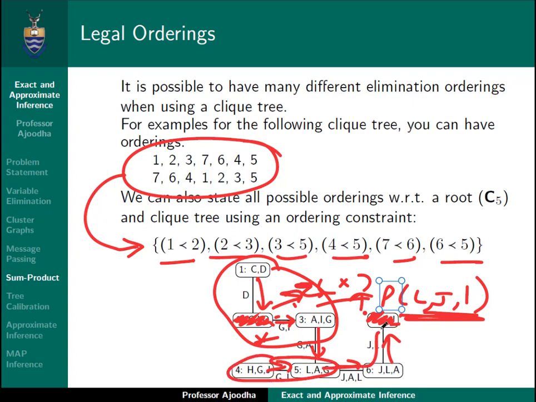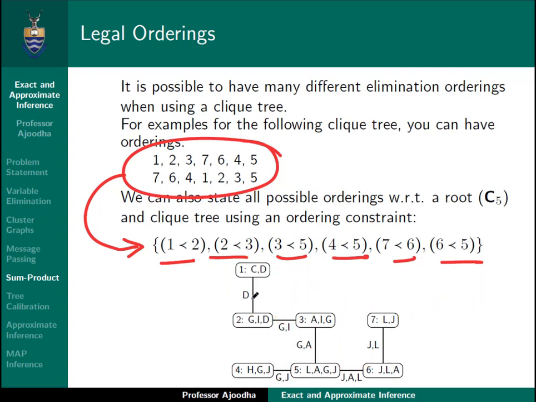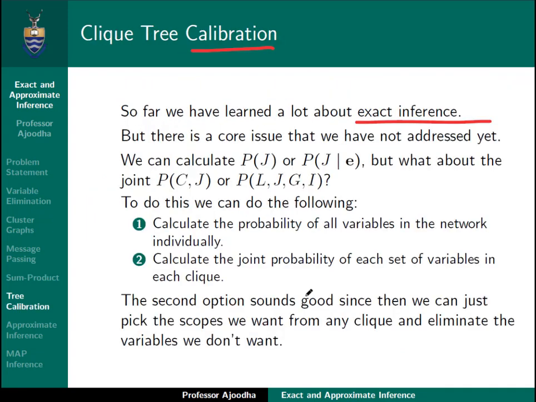So the intuition is then to also have another run of variable elimination on the cluster graph, one that goes up and then another that goes down, so that all clusters, not variables, all clusters, are updated with these messages. And if we do that, then we can calculate these kinds of probabilities. We then calculate the joint probability of each subset of variables in each clique, and then we can use that to calculate these kinds of things.